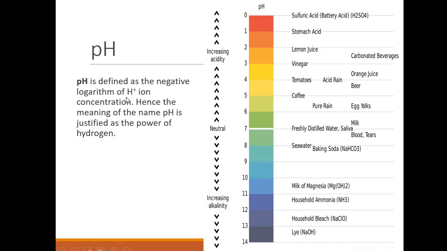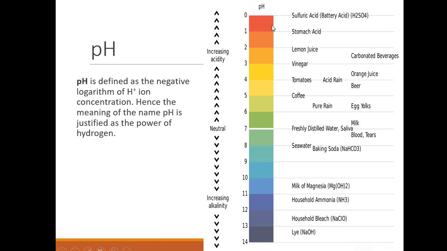pH is defined as the negative logarithm of hydrogen ion concentration. Hence, the meaning of the name pH is justified as the power of hydrogen. Here, the pH scale is given to you. From 0 to 6, it stands for acidic solutions. From 8 to 14, it stands for basic solutions. Here, 7 stands for neutral.